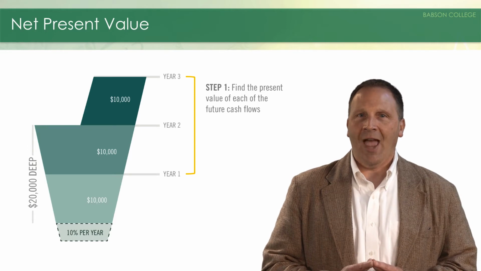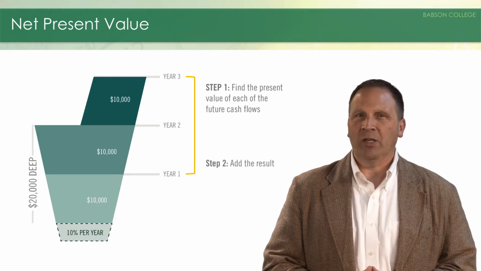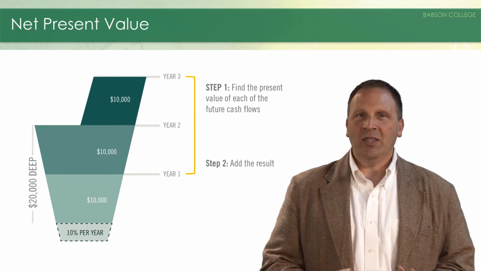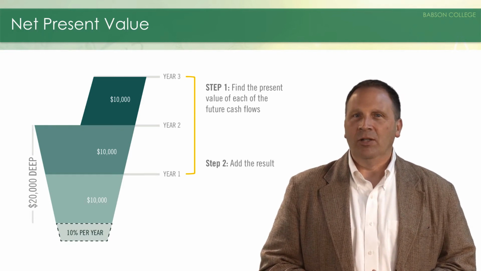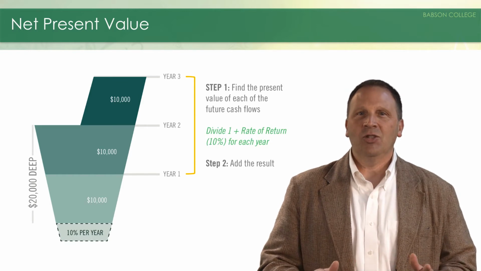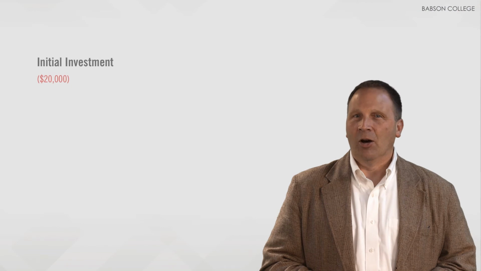Then it is appropriate to add them up, since now the cash flows will all be represented in an apples-to-apples format. To find the present value of a cash flow, you need to divide by 1 plus the 10% return for each year. Let's do it with this example. Our initial investment is a $20,000 outflow. Since that occurs in the very near term, it does not need to be adjusted.